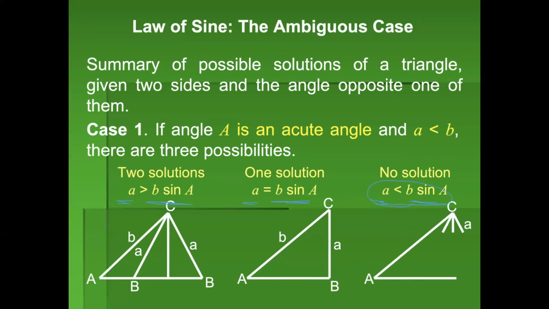So in case 1, always remember that the given is an acute angle and the side opposite the given angle is smaller than b. So in case 1, we will always solve for b sine A, and then compare it to the side opposite the given angle. After that, we can determine how many solutions we have. Either we have two solutions, one solution, or no solution. That is for case 1.